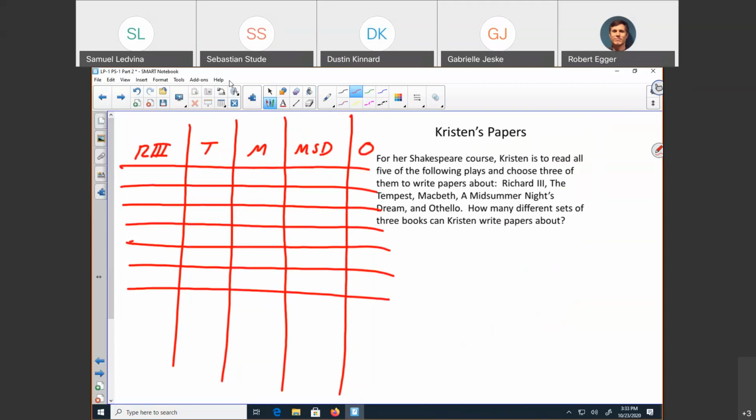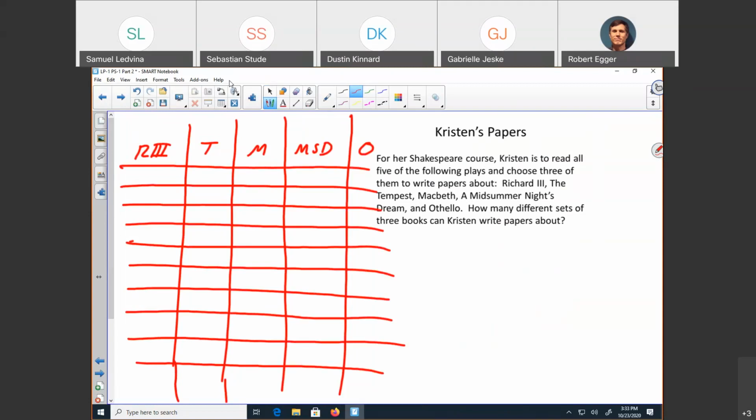Now, those of you who may have had some statistics may have recognized this as a combination problem. With 5 items, how many unique ways can I arrange it in 3 ways? And if you're familiar with statistics, you'll know a way of doing this in about 20 seconds. Unfortunately, this is not a statistics class, it's a logic class, so we don't have that luxury.